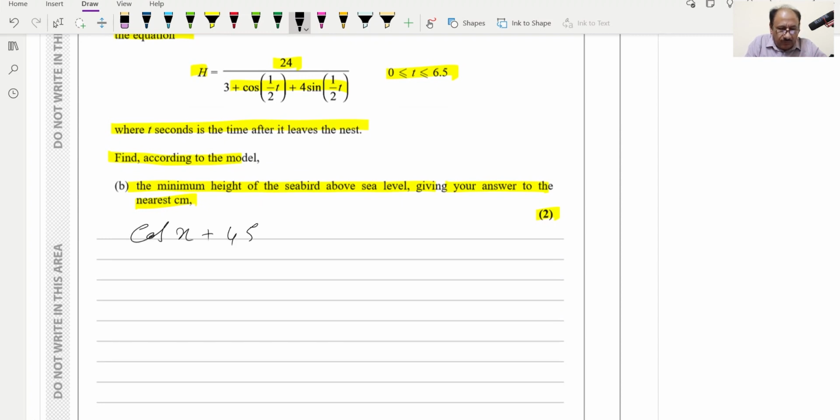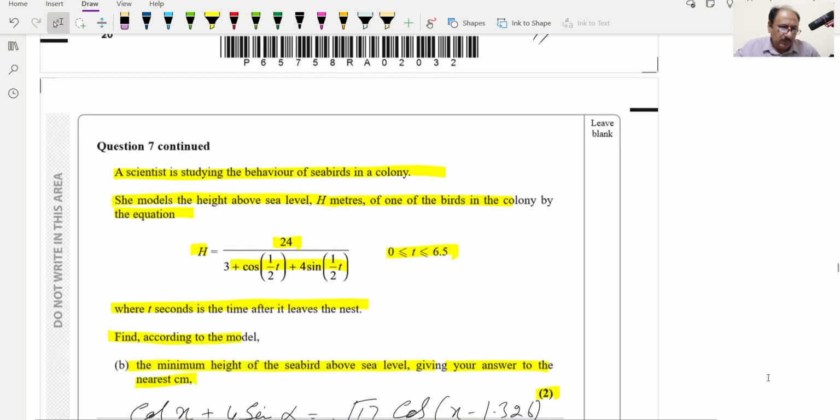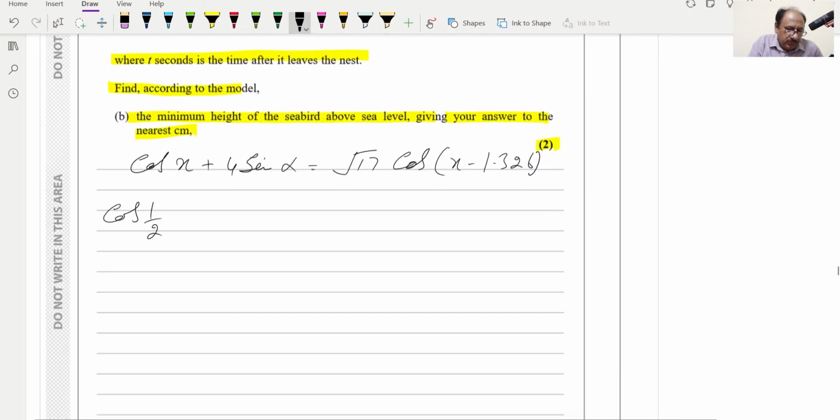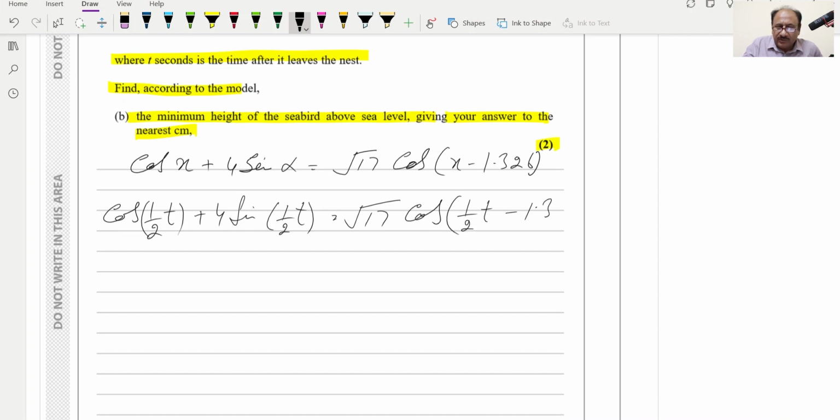cos x plus 4 sine alpha is equal to root 17 cos of x minus 1.326. Since cos of 1 by 2 t is required, we replace x by 1 by 2 t. So we can write cos of 1 by 2t plus 4 sine of 1 by 2t is equal to root 17 of cos of 1 by 2t minus 1.326.